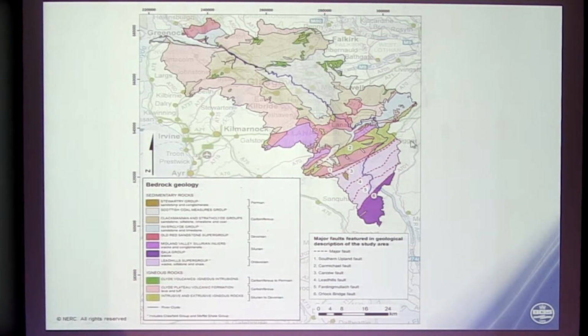Similarly, south of here, this is the Southern Upland Fault. South of this, we've got the older Ordovician Silurian rocks. Again, they're hard rocks. They don't contribute many solutes into stream waters, and they also give rise to upland areas.